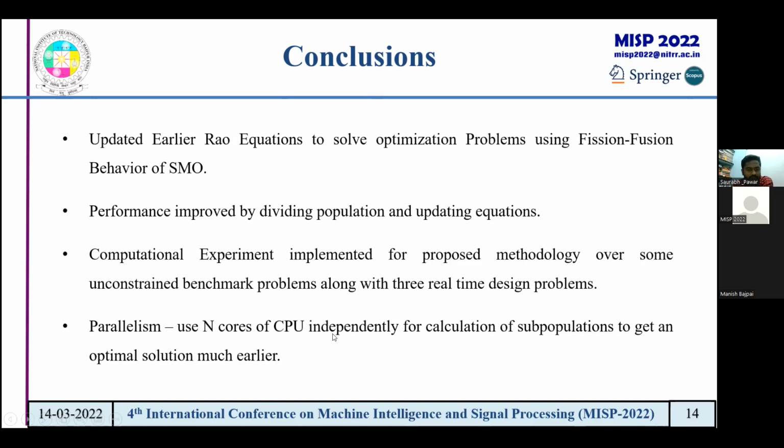With parallelism, n cores of the CPU are used independently for calculating the subpopulations to get an optimal solution much earlier. As of now we divide into four subpopulations manually, but if a 4-processor machine is used, the dividing and updating of the solution can be done independently by separate processors, so that high performance scientific computing can be used in the future for the proposed methodology.